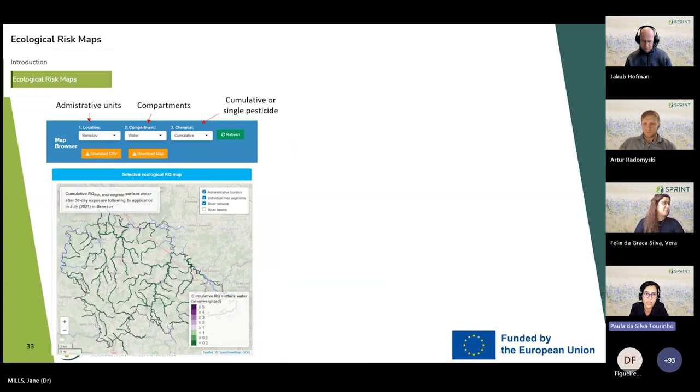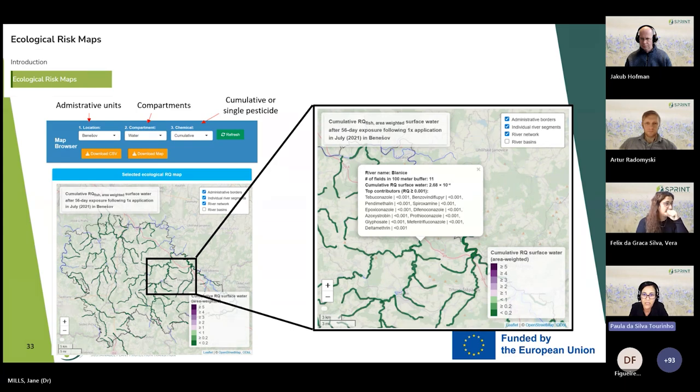In the same way, you can have the water compartment. You see the different river segments. Next, please. And in the same way, you can also click one of the river segments, and that will give more information on the cumulative risk quotient and also on the top contributors for that area. Next.